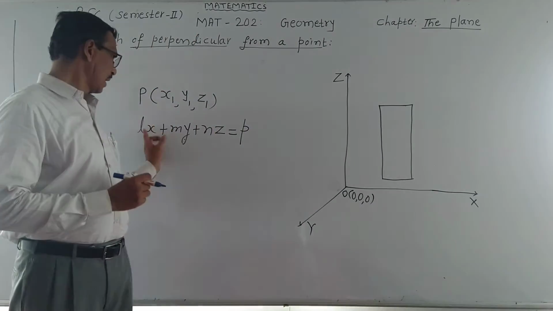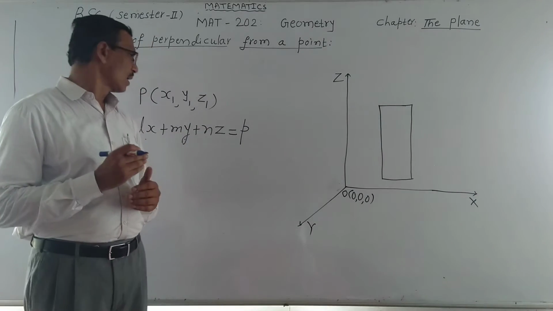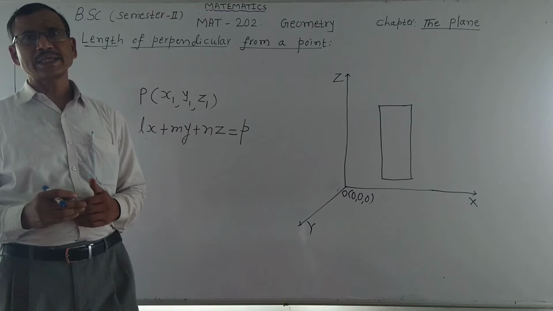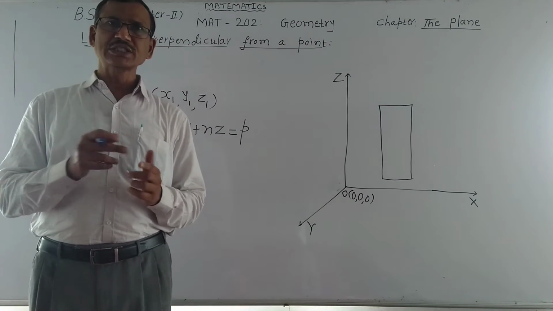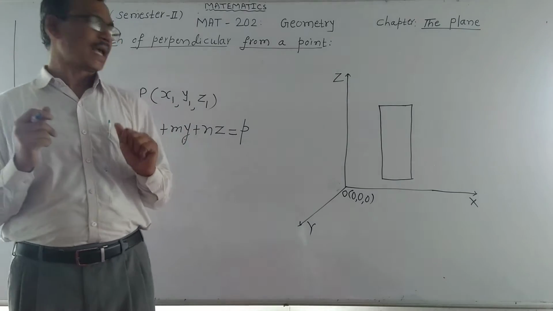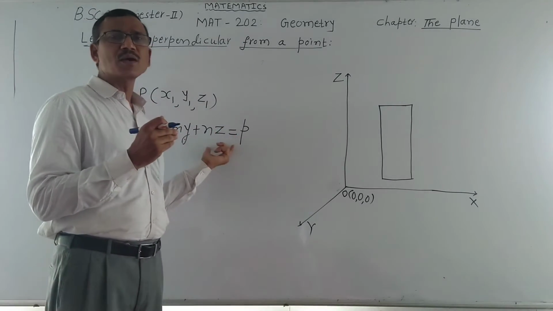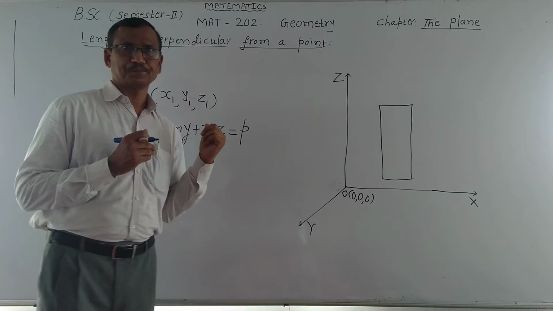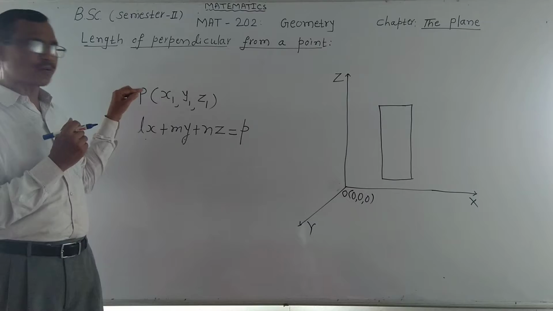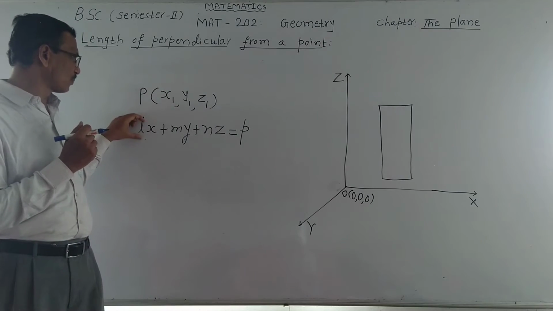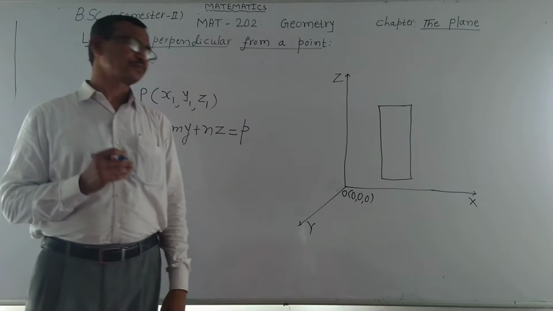That means l, m, n are the direction cosines of the normal to the plane. Normal to the plane means a line which is perpendicular to the plane. And p is the perpendicular distance of this plane from the origin. Now we have to find the length of the perpendicular from this plane to the point x1, y1, z1.